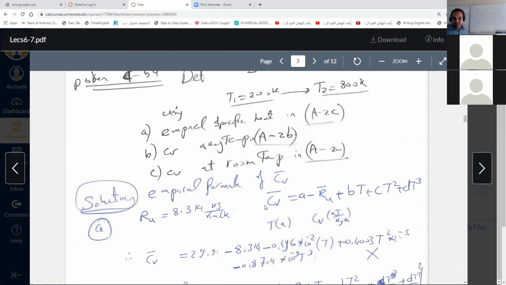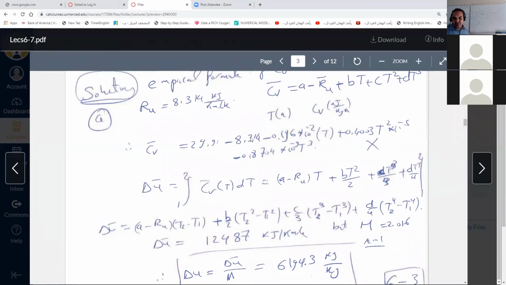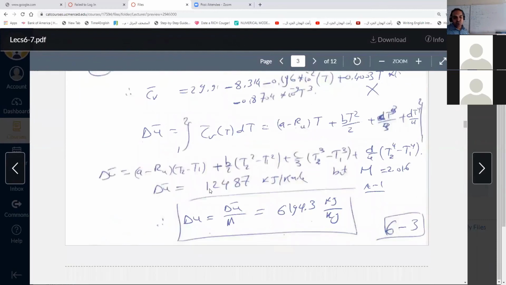The equation given is CP bar equal A plus BT plus CT square plus DT cube. I subtract R bar, or R universal, and it became CV bar. What I did was just subtract R universal, in kilojoule per kilomole Kelvin. I subtract 8.314, and it became CV bar. Plug it into CV delta T, integrate, you get delta U bar. Finally, it's 12,487 kilojoule per kilomole.